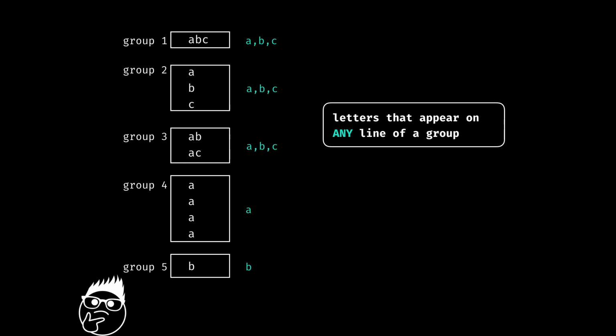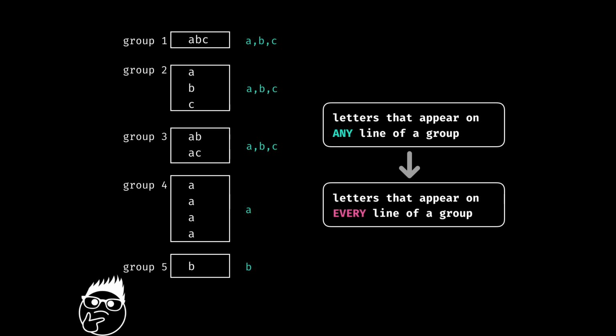Whereas now in part 2, we want to finesse that question a little bit, and this time figure out the letters that appear on every line of a group. So notice the difference in language now. In other words, for a particular group, I want to find the letters that are common among all of the lines in that group.